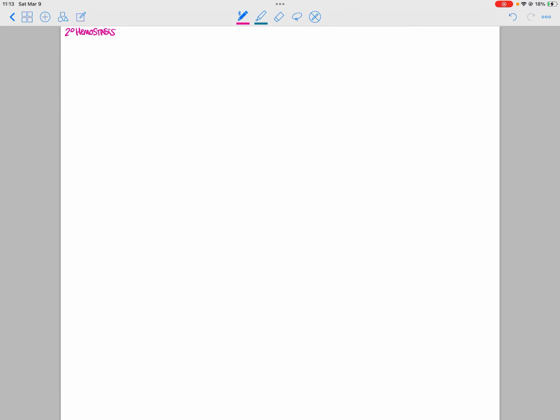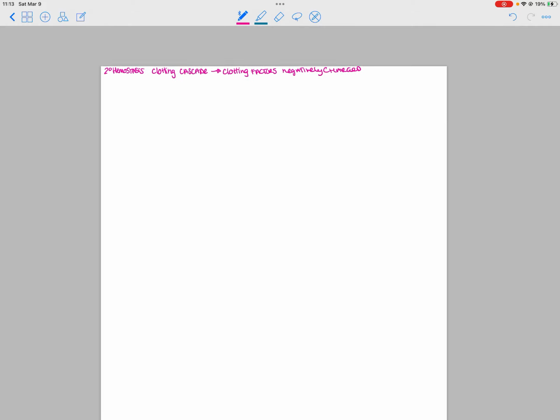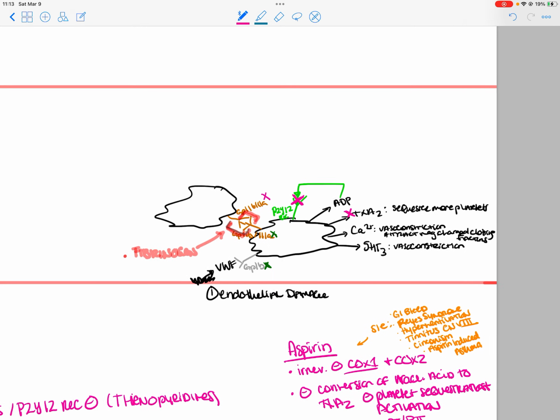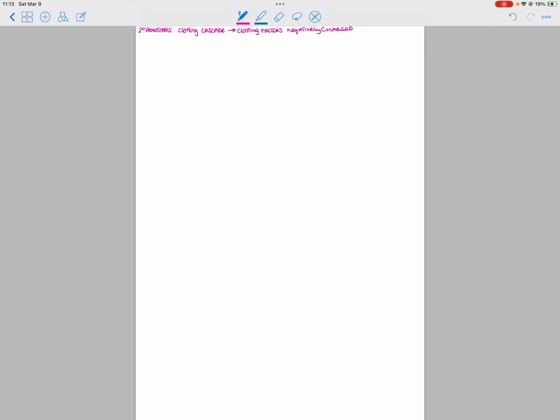Now, secondary hemostasis again is the clotting cascade, and remember, all clotting factors are negatively charged. This is important whenever you consider how primary and secondary hemostasis work together, because again, recall how in primary hemostasis, calcium, which was positively charged, vasoconstricted, but it also attracted negatively charged clotting factors. And this is what we're talking about here in secondary hemostasis.